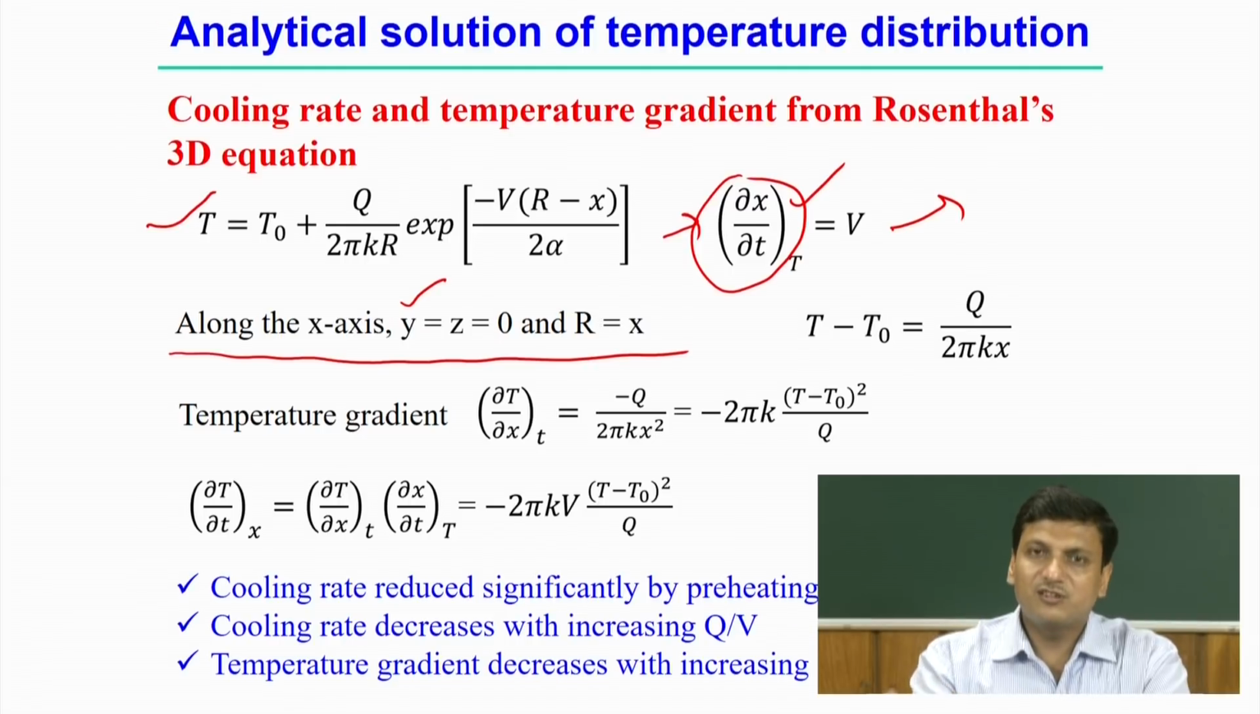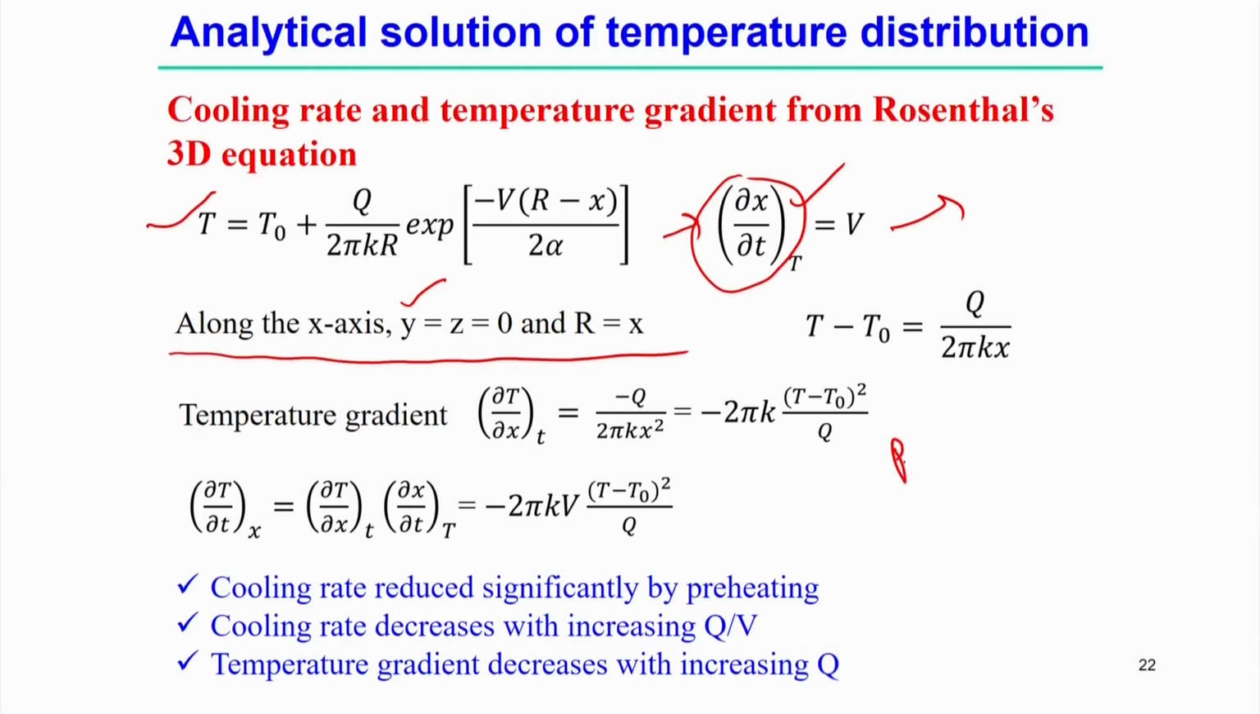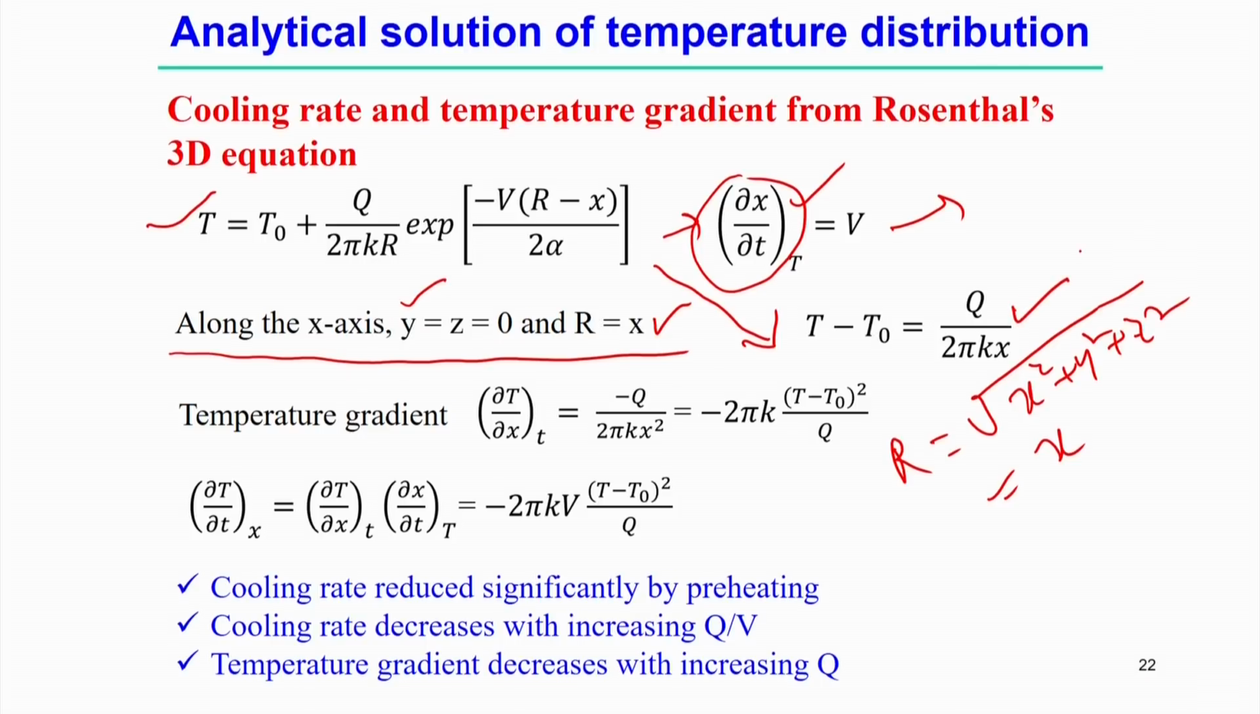So, if we put y equal to 0, z equal to 0, then r becomes x, because r was the radial distance. In this equation, if we put y equal to 0 and z equal to 0, then r becomes x. Now, if r becomes x, from this 3D solution we can find T minus T0 equal to Q by twice pi k x, this expression.